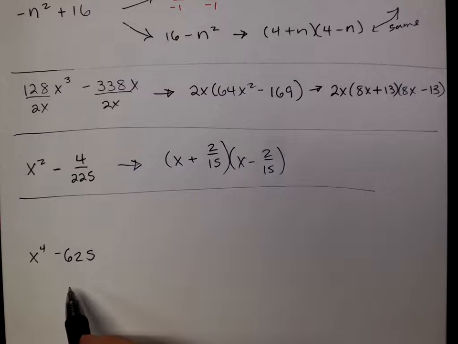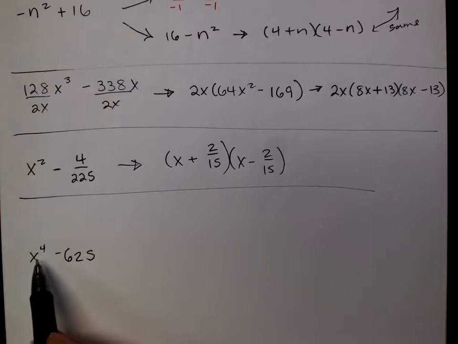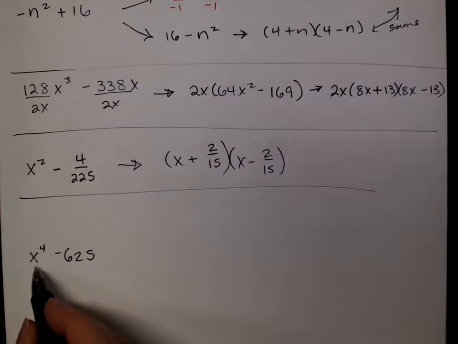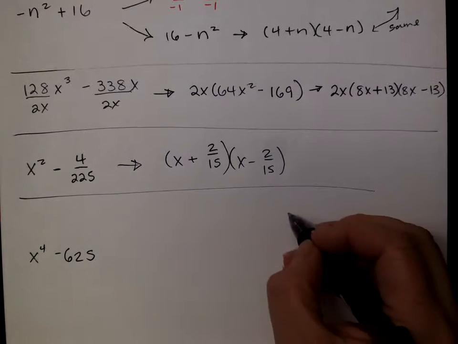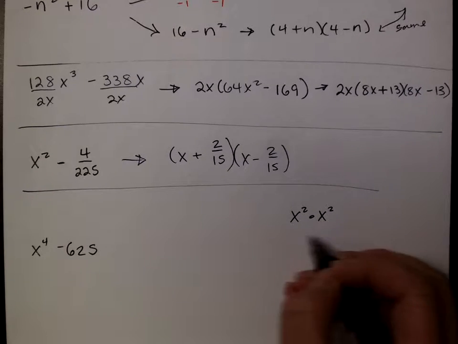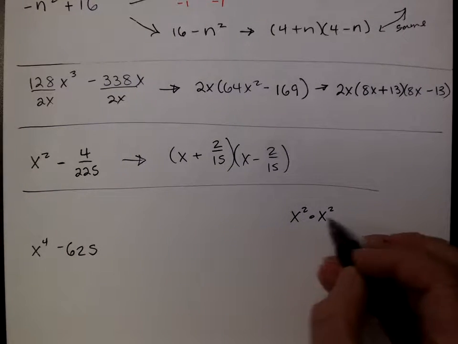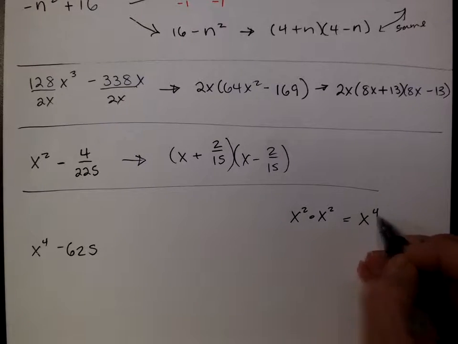Definitely a case of don't stop till you're done. Is this a perfect square, x to the fourth? Yes. Any even exponent is still a square, because x to the fourth means x squared times x squared. It's a factor times itself, because our product rule says add the exponents, right? That equals x to the fourth.